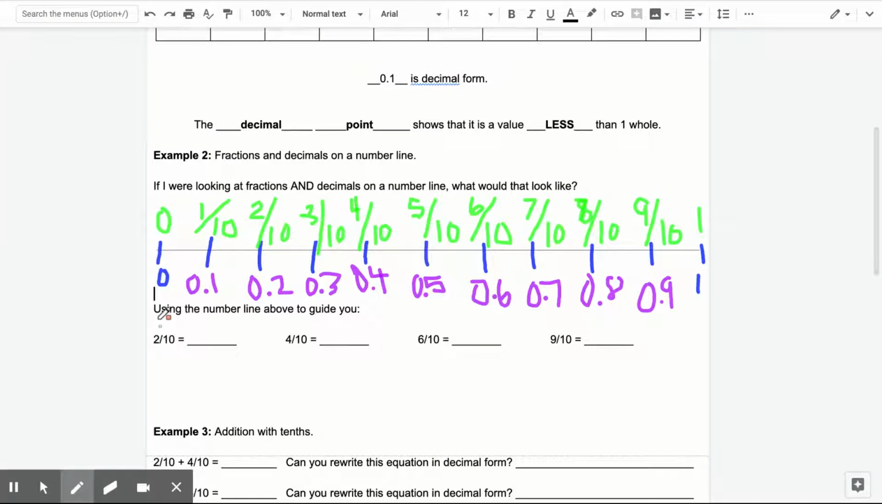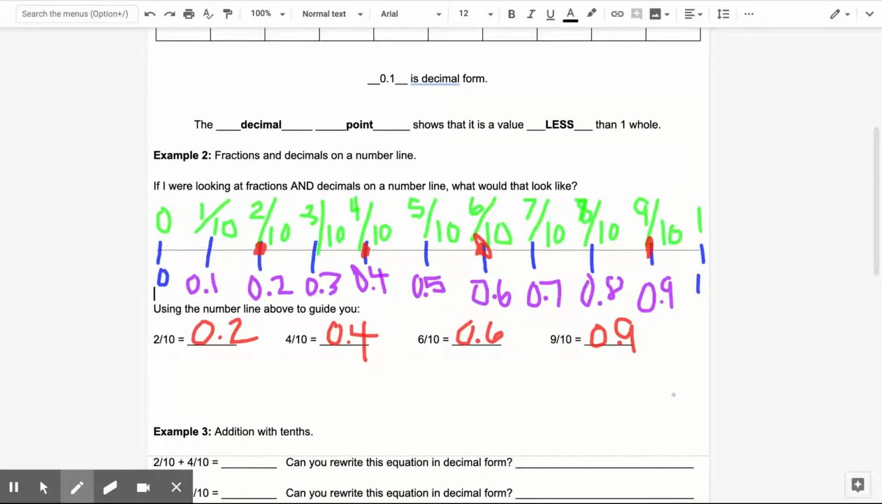So if I have 2/10, I would take a look at my number line, I'd see it's right here, and I would know, oh, that's the same as the decimal 0.2. Okay, 4/10, same thing. Find it on that number line, and you would see that it is 0.4. Same with 6/10, find it right here, 0.6. And our last one, 9/10, would be written as 0.9.